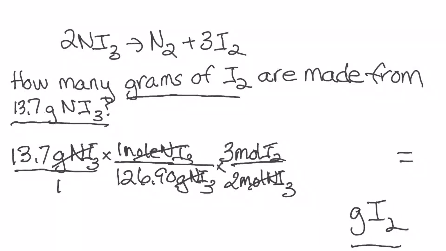Now I want to get to grams. Well, what helps me get to grams? There's only one thing that helps me get to grams, and that's the periodic table. So I'm going to use that next, but this time I'm going to look up the molar mass of iodine and multiply that by 2. And I get 126.90 grams of iodine for every 1 mole of iodine.